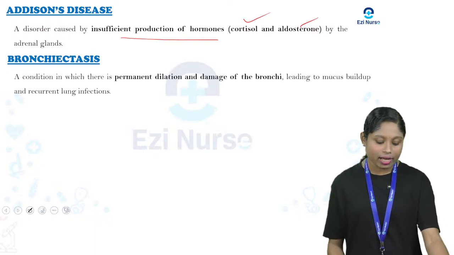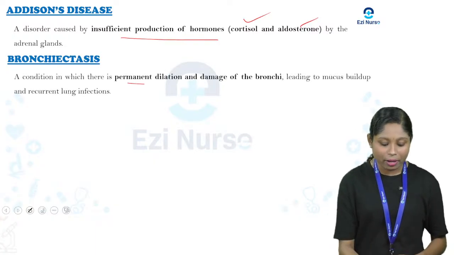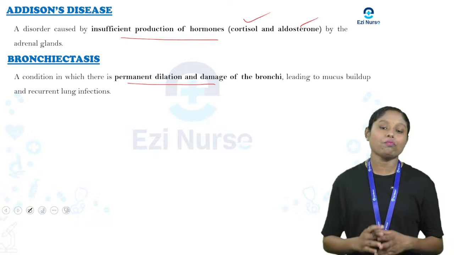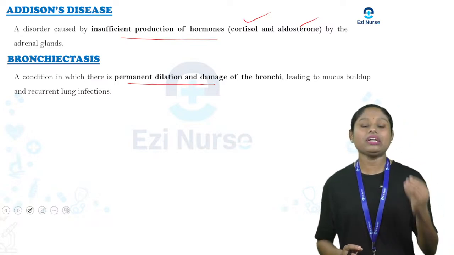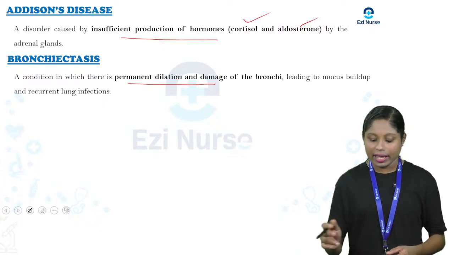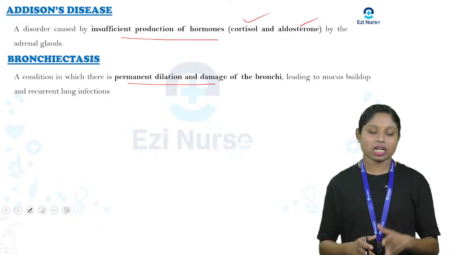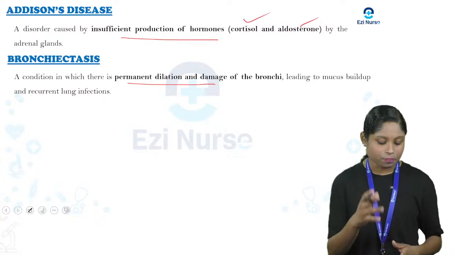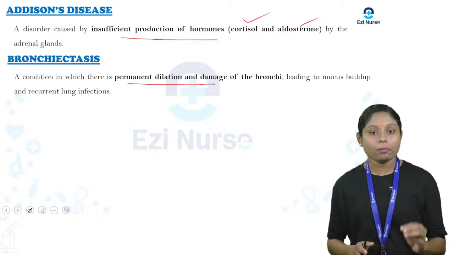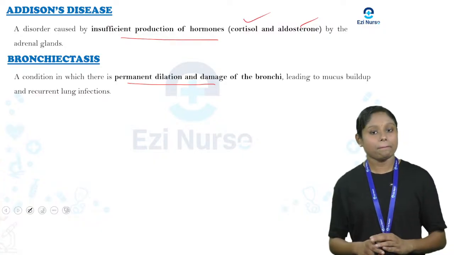So next disease condition is bronchiectasis. So what is bronchiectasis? It's a condition in which there is permanent dilatation or damage of the bronchi. So the permanent damage or dilatation of the bronchi leads to mucus buildup and recurrent lung infection. So that disease condition is known as bronchiectasis. It's a condition in which there is permanent dilation or damage to the bronchi.